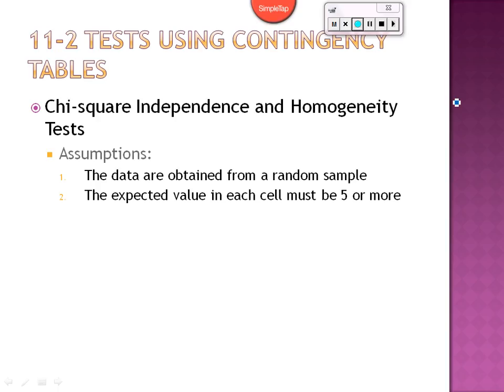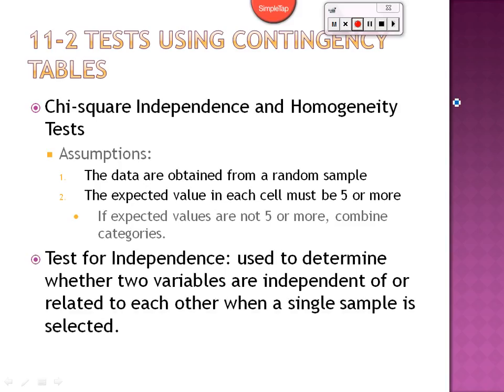So just like we saw with our goodness of fit test, where we needed to have 5 or more in each category, same idea here, we'll have it in table format. So each cell must be 5 or more. Just like with our goodness of fit test, if the expected values are not 5 or more, you can combine categories if needed. The test for independence is used to determine whether two variables are independent of or related to each other when a single sample is selected.